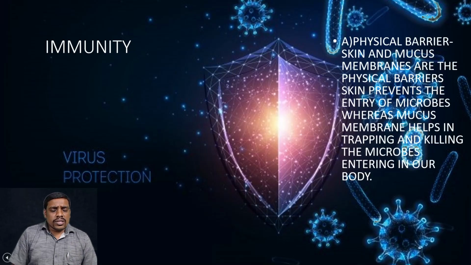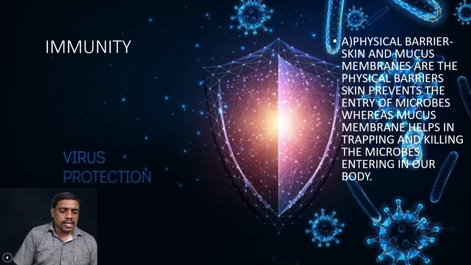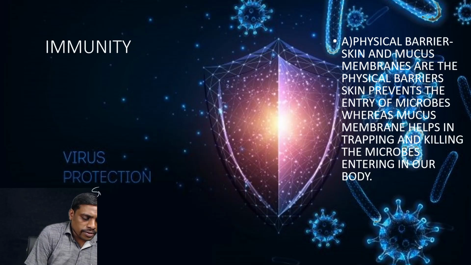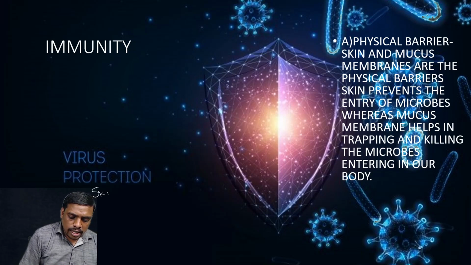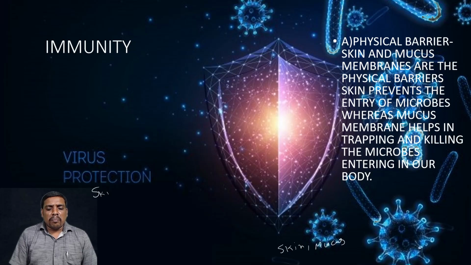Now, the physical barrier is the first barrier involved in innate or inborn immunity. What is the physical barrier? Already in the previous classes we have seen skin as a physical barrier, and mucus as a physical barrier. Basically these two are considered the physical barriers. How does skin act as a physical barrier? Let us see.